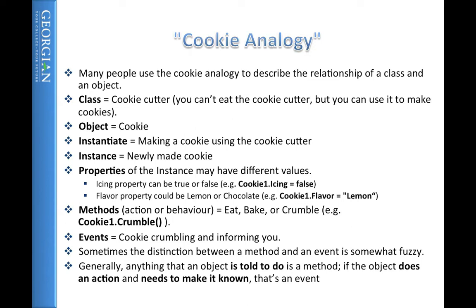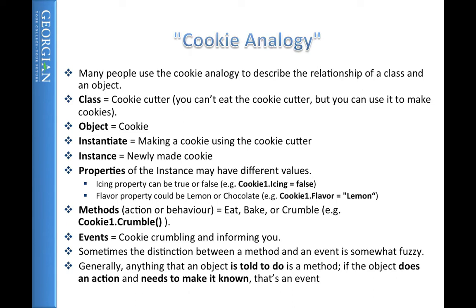The properties are, for example, the kind of flavor you might have, cookie flavor or the cookie icing, and whether it's iced or not. If the flavor is lemon, as an example, the methods allow you to do different things with the cookie. They're the action or behavior around the class. So you want to eat the cookie, you want to bake the cookie, you want to crumble the cookie. And the events are when the cookie crumbles or when it's eaten, as an example, and then you respond to these events, right? So again, very straightforward.